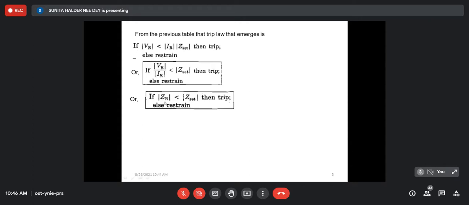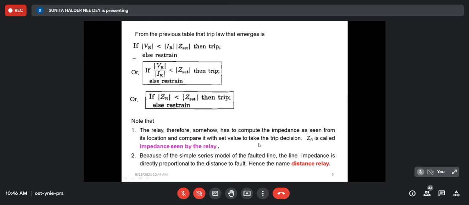So from there, if the relay impedance, that is V by I, the voltage sensed and the current through the relay, if that ratio, voltage by current in the relay, is less than Z set, then trip, otherwise restrain. The relay therefore somehow has to calculate the impedance, right? Otherwise it is meaningless, and compare it with the set value to take the decision.